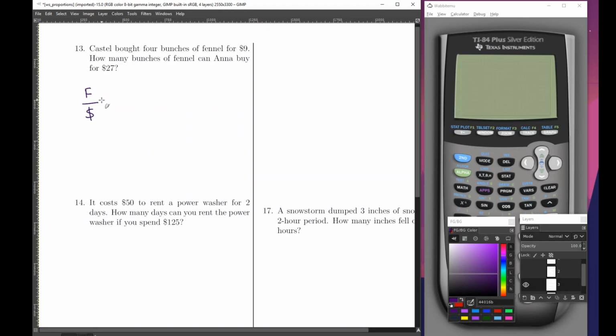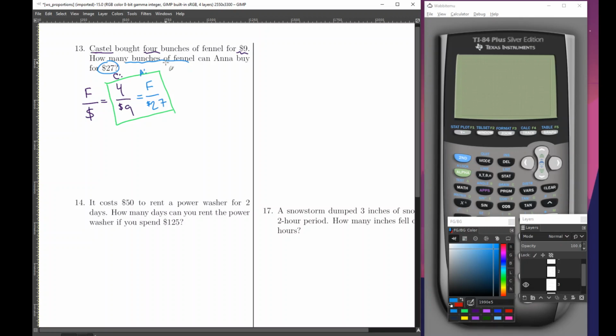fennel per dollar, and first I'm going to do Castell's, and he had 4 bunches for $9. 4 goes up top, $9 goes down below. That's what Castell got. And now we're looking for how much Anna, so how many bunches? We don't know how many bunches, but we do know that she's got $27. And so then right here, this is the problem that we're trying to solve. A for Anna there. So let me know where those numbers are coming from.